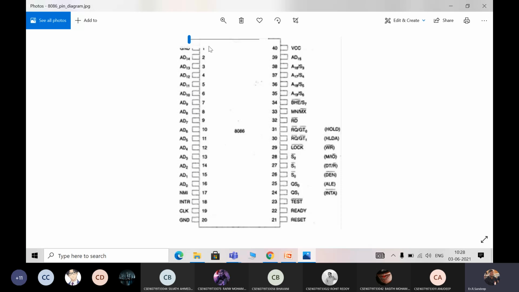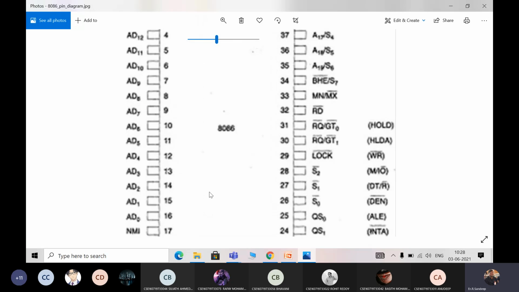Suppose I ask you, what is the 34th pin in the 8086 microprocessor? At that time, you should be able to tell that the 34th pin is BHE by S7. The use of the 34th pin is bus high enable and status signal 7.